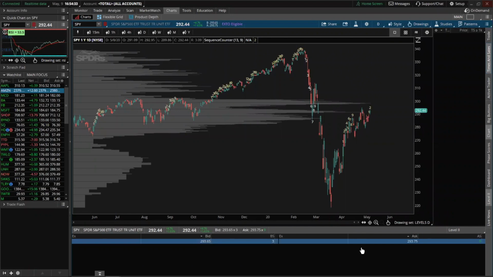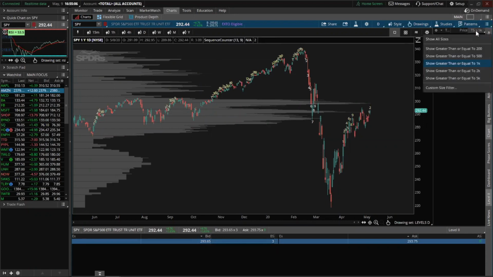So this is your level 2. Your level 2 tells you the bid and ask, where people are actually willing to buy or sell. For example, Nasdaq is saying, hey, I'm willing to buy spiders for $293.65, and the size that I'm willing to buy is 3. Okay, 3 shares. So you have your level 2, and then every order that goes in immediately gets reported on your times and sales, and this is your tape. You can filter to any size you want.